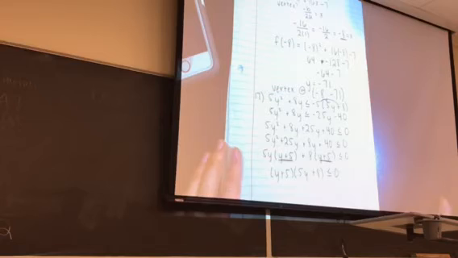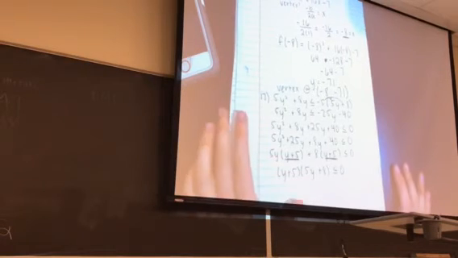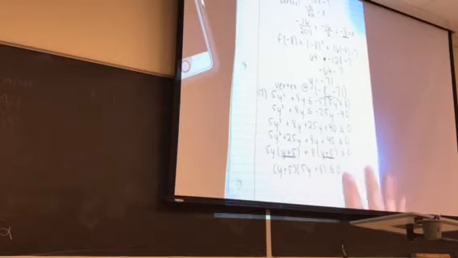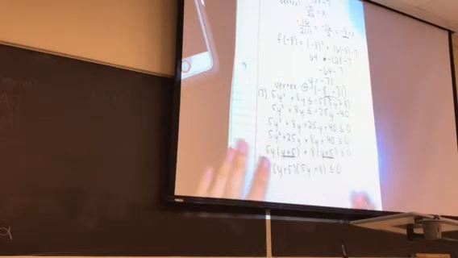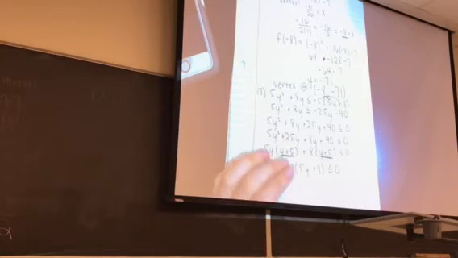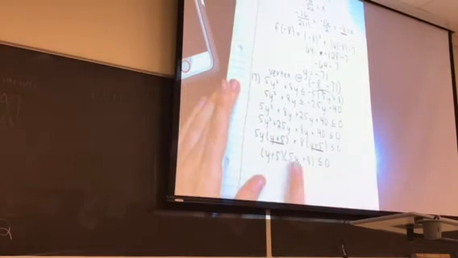And if he hasn't gone over factoring that way, which is totally fine, you can always use the quadratic formula to find your critical values. Don't stress out about it, okay?